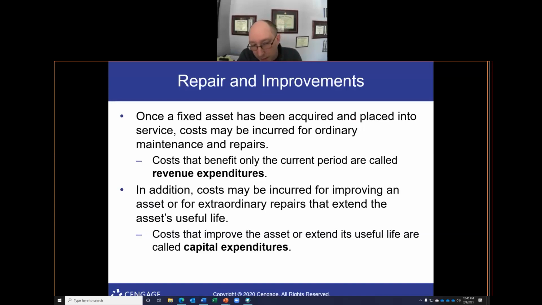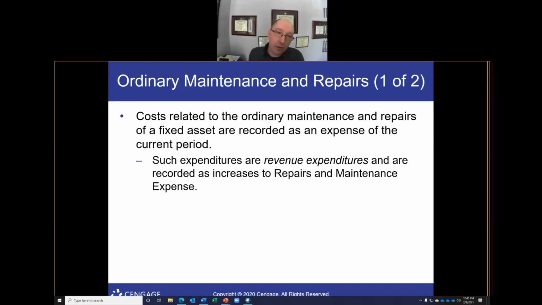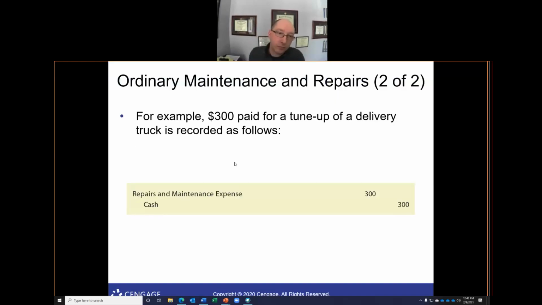But if it's a major repair that does extend the useful life, we call that a capital expenditure. Capital expenditure means I extend the useful life. Otherwise, it's just an expense. Example of expense: I gave a delivery truck a tune-up. It cost $300. Debit repairs and maintenance expense, and credit cash. It shows up as an expense on the income statement.